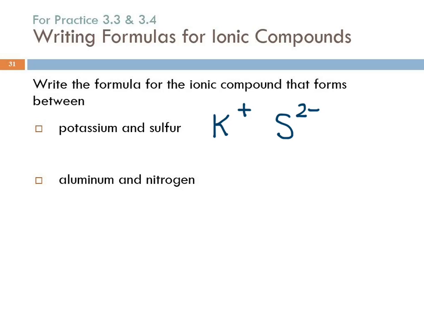Now that we have these formulas with their correct charges, we have to figure out how to combine these so those charges add up to 0. There's different ways to think about this. If you're good with math, you're looking for the least common multiple, I think is what they call it in math. Here we've got a 1 and a 2, and we're trying to find the smallest ratio, and so we need a K2S.